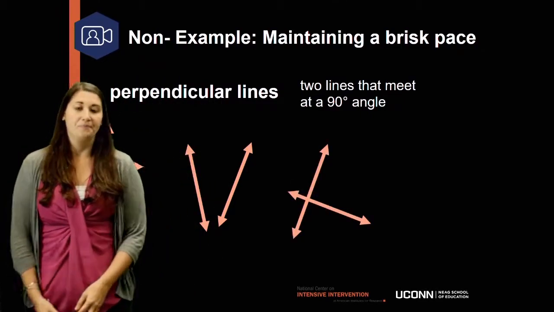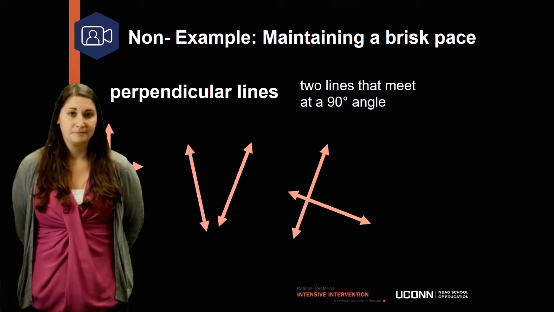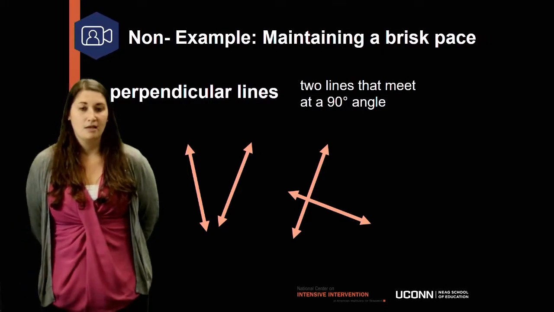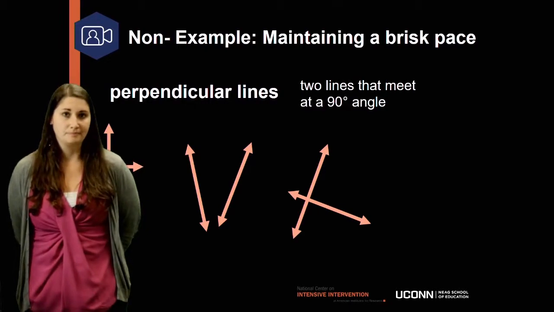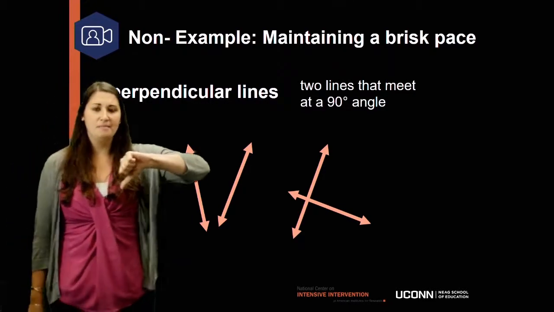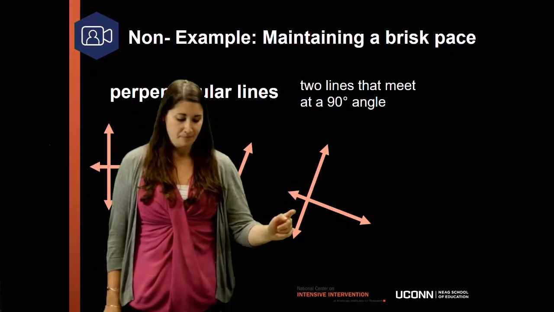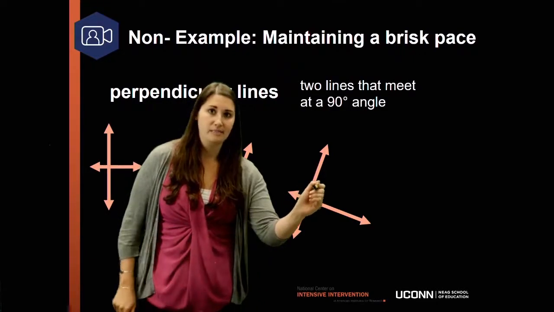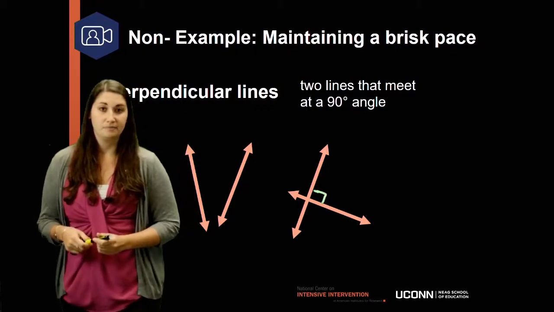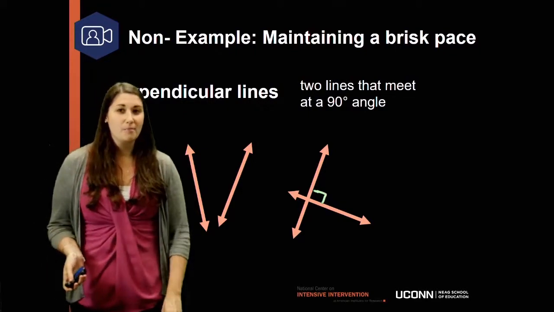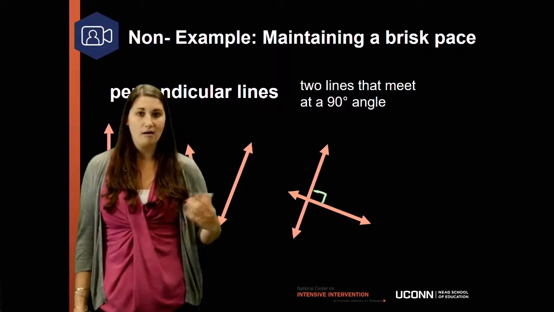Try this one on your own. Is this an example of perpendicular lines? Give me a thumbs up if you think they are, and a thumbs down if you think they're not. I see lots of thumbs down, but they are perpendicular lines because they meet at a 90-degree angle. Remember, we looked at that angle and we saw that it was 90 degrees. We could make our little box, that it was 90 degrees. All right, it looks like we need a little bit more practice with this, so why don't you take out the worksheet that I've given you and work on it independently, and I'll collect it and see how we did.